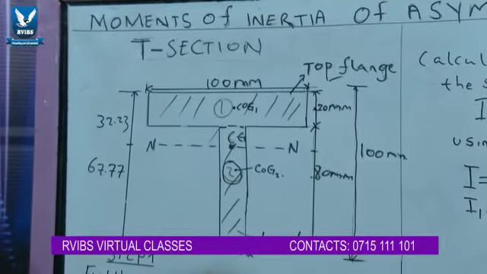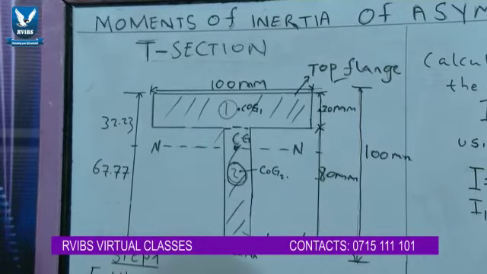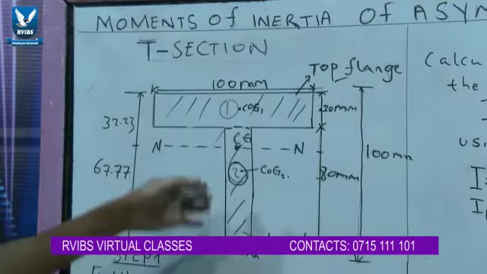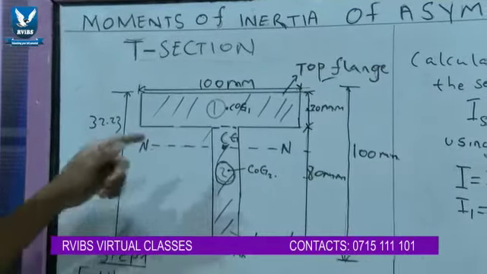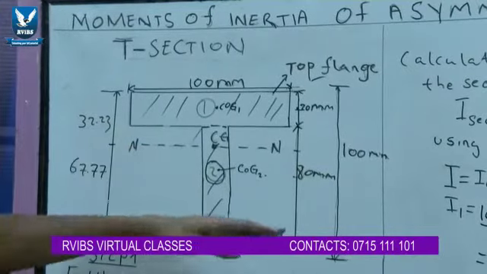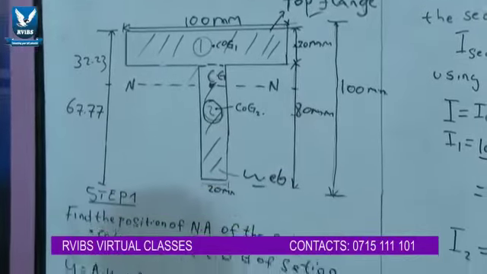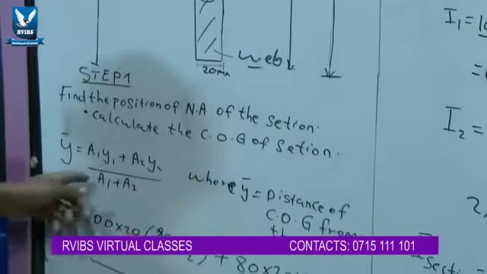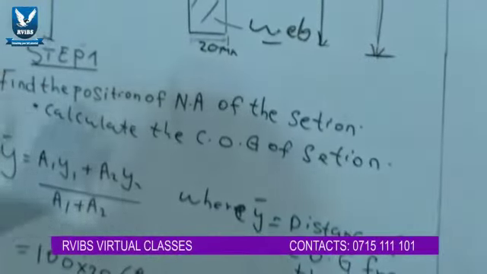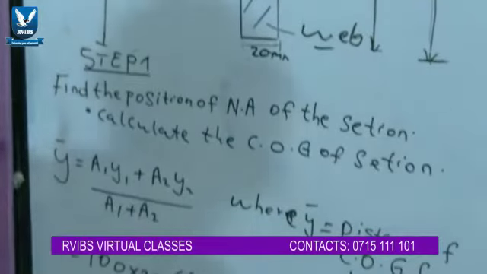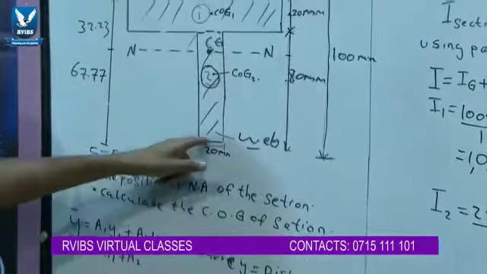Basically, to calculate the center of gravity of the section, we are going to consider the bottom axis, or the bottom of the beam. That is, we are going to determine the center of gravity of the section with respect to the bottom axis. It will be given by A1y1 plus A2y2 over the summation of the areas. That is where y1 and y2 are the distances of the centers of gravity of sections 1 and 2 from the bottom axis.